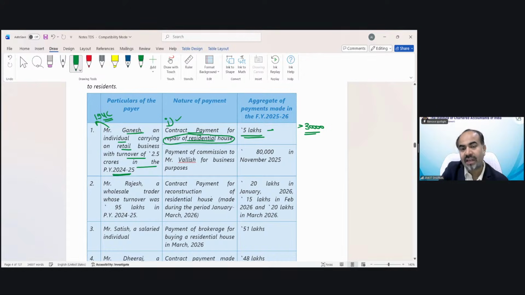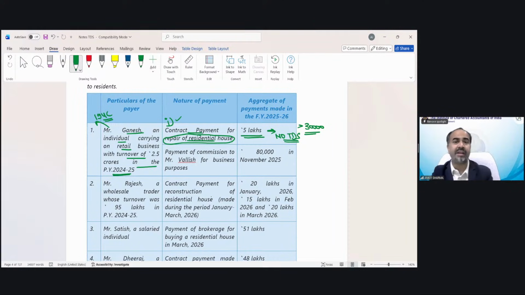In the last class, I also told you that if section 194C is applicable, but the payment is made by an individual or HUF, then TDS would not be deductible if the payment is for personal purpose. And you can see it is for repair of a residential house. If it were a repair of a factory building, then yes, TDS would have been deducted under section 194C. So in this case, section 194C is not applicable because the payment is for personal purpose.